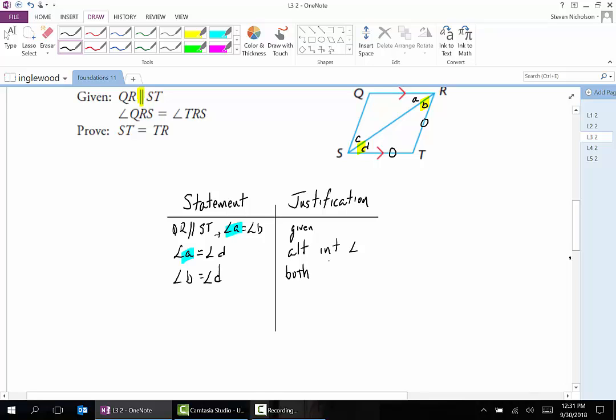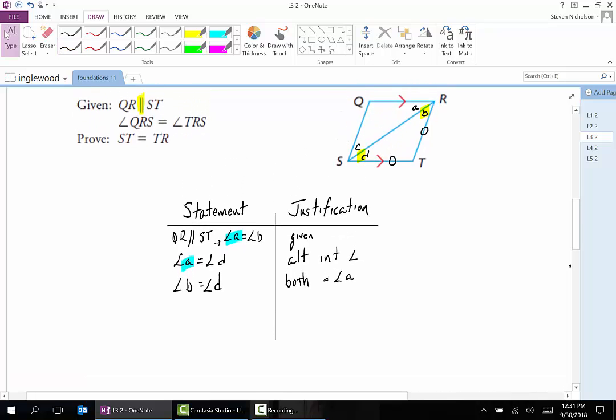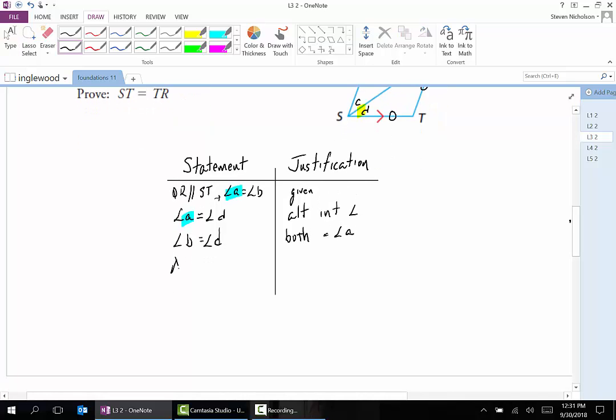What I've just done is I've shown that B and D are equal. Therefore, it's an isosceles triangle. So I can say that triangle RST is isosceles. And again, we can say that because the base angles, the ones we've just talked about, are equal.